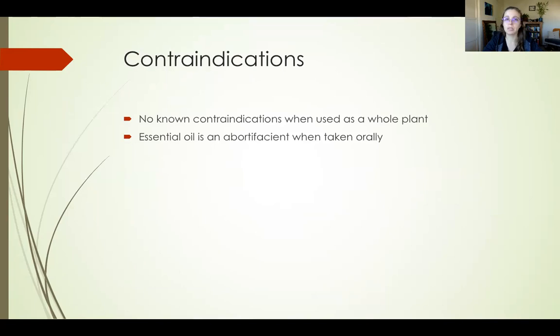Contraindications. There's no known contraindications when you're using the whole plant form other than the abortifacient aspect. So we don't want to use it too much in pregnancy. And this is specific to the essential oil. So again, the whole plant tends to be very safe, but when you're using the essential oil, that's where some of the risk comes in. So be very careful. And this tends to be true of a lot of essential oils. They're much more potent. And so you need to be aware of the differences between using a whole plant and an essential oil.